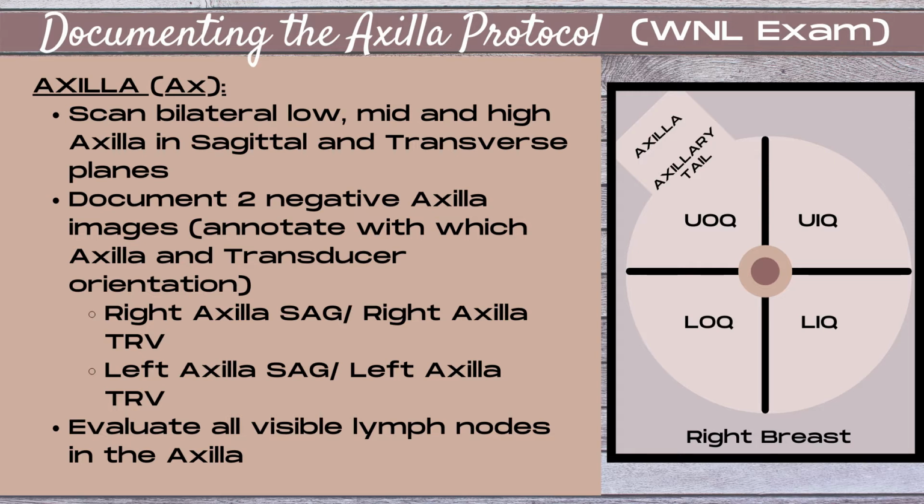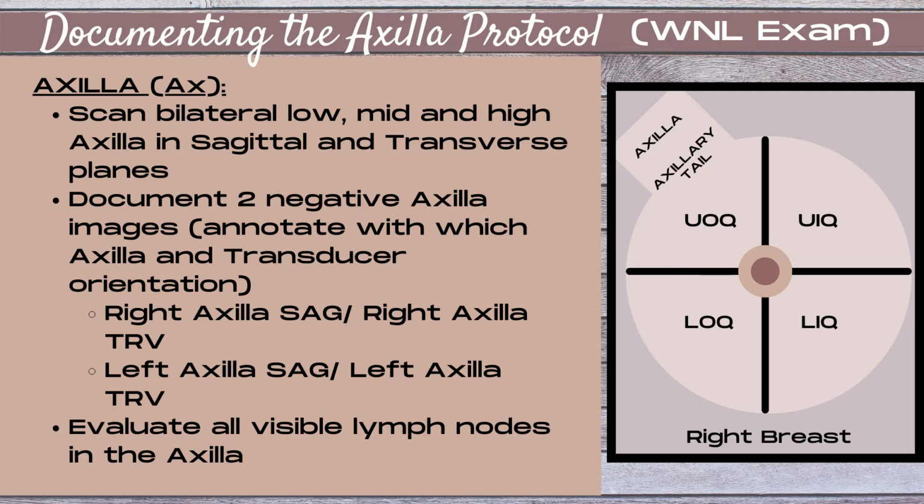After looking through the entire axilla, if everything looks normal, then this is how you would document your images. You want to take 2 negative axilla images and you want to annotate these with which axilla, either the right or the left side, and the transducer orientation. For instance, for the right axilla, I would say right axilla sagittal and then right axilla transverse.